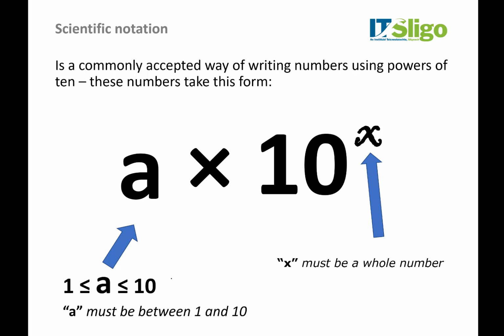X then must be a whole number, so a power of 10, an integer we'd say, negative or positive, depending on the nature of the number. So we'll take a look.